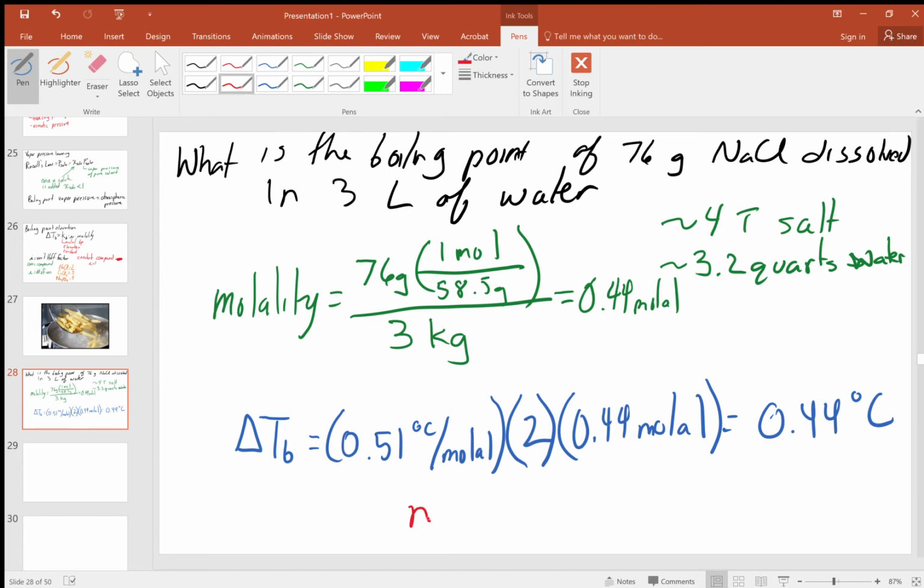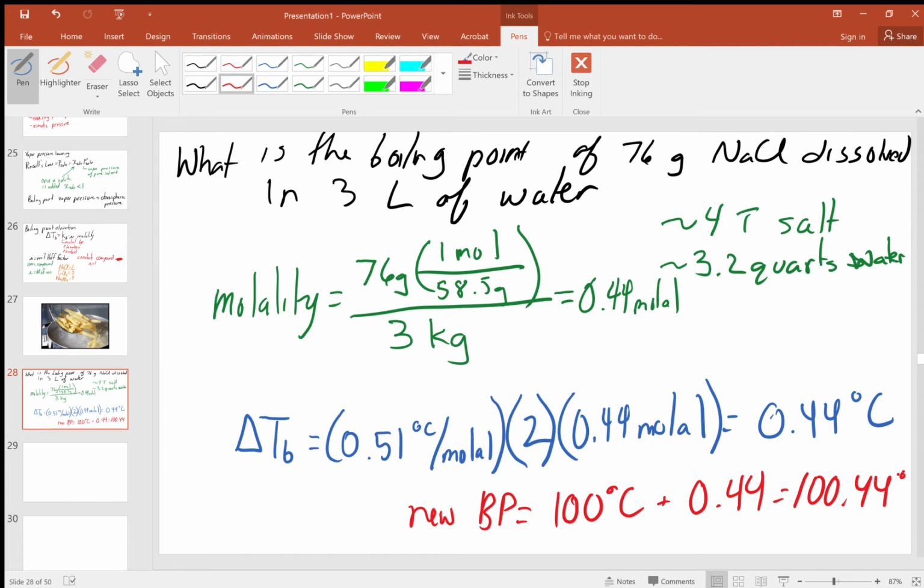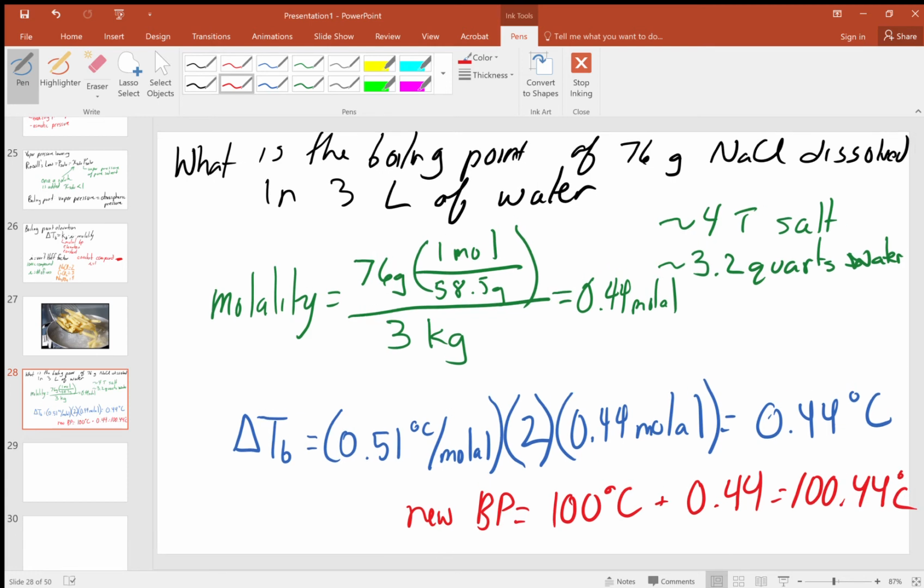So the new boiling point of the water is going to be 100 degrees Celsius, which is the normal boiling point, plus the change 0.44, to get 100.44 degrees Celsius. So if you think that adding a whole bunch of salt to your pot of boiling water is going to raise the boiling point significantly, turns out it won't.